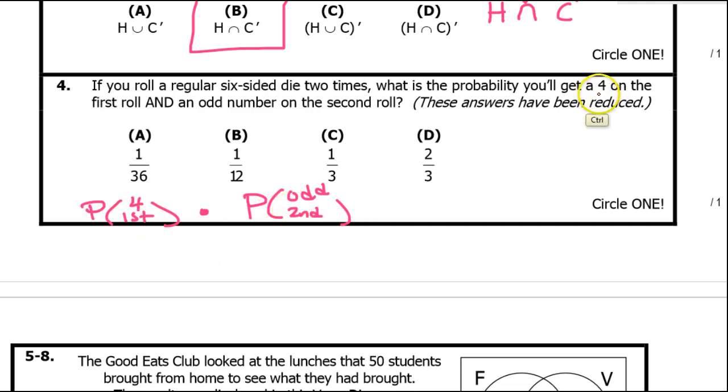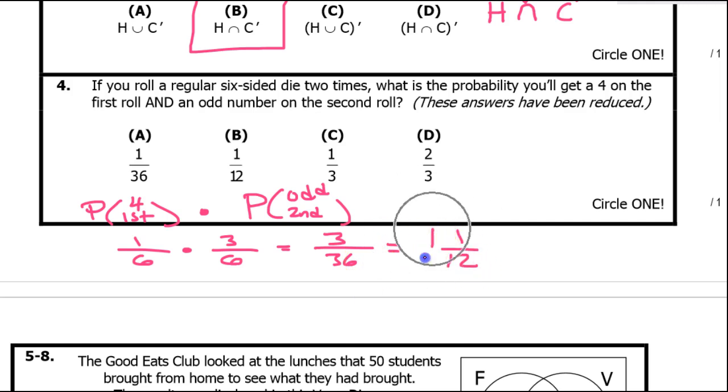So the probability of getting a 4 on the first roll is 1 out of 6, because there's one 4 on the die and it has 6 sides. Now the probability of getting an odd number on the second roll is 3 out of 6, because there are 3 odd numbers out of a total of 6. If you multiply those together, you multiply straight across, so that's going to be 3 over 36. And then this reduces down to 1 out of 12. So the answer is going to be B, 1/12.